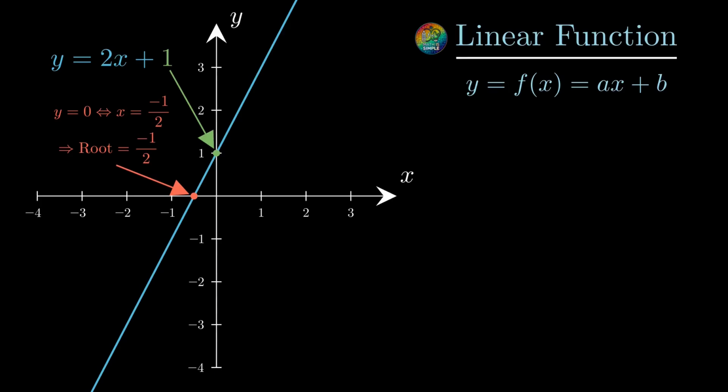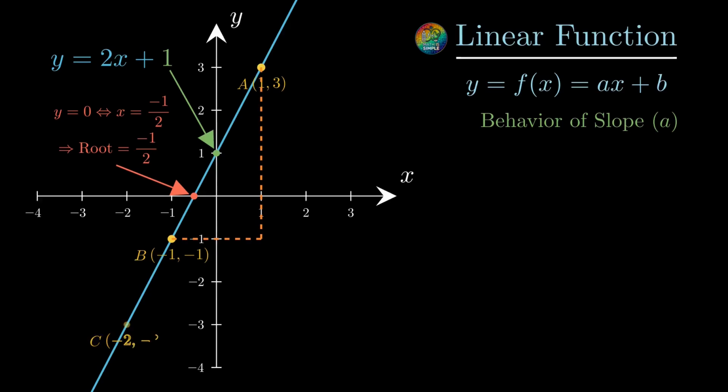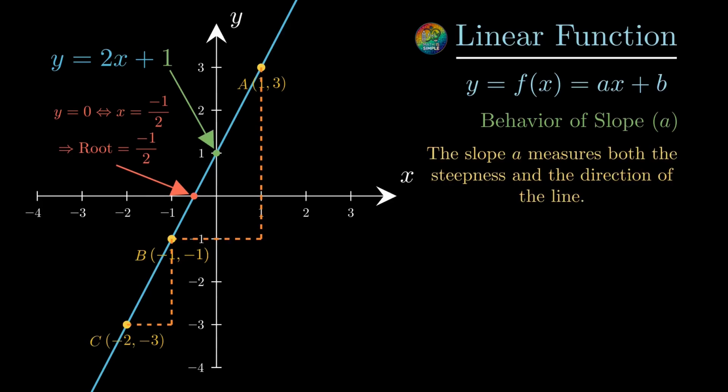Now, let's shift our attention to the right side and explore the behavior of the slope, represented by the variable a. The slope measures both the steepness and the direction of the line. A fundamental rule of linear functions is that the slope is completely independent of the points you choose to measure it. To see this in action, look at points A, B, and C highlighted on our coordinate plane.